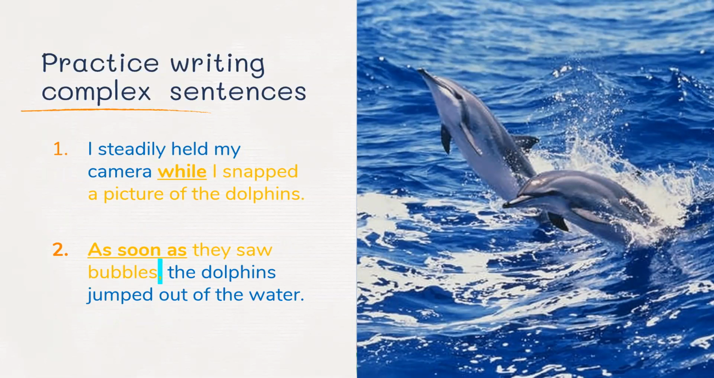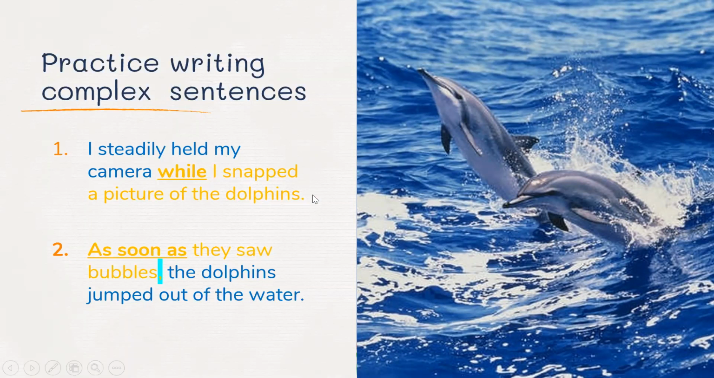So these are my 2 examples of complex sentences that relate to this picture. You obviously are going to have totally different sentences, but these are my 2 examples. I steadily held my camera while I snapped a picture of the dolphins. So my independent clause is, I steadily held my camera. That could be a sentence all by itself. I steadily held my camera, period. That is an independent clause.